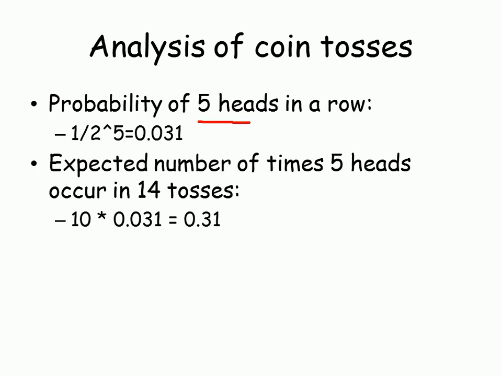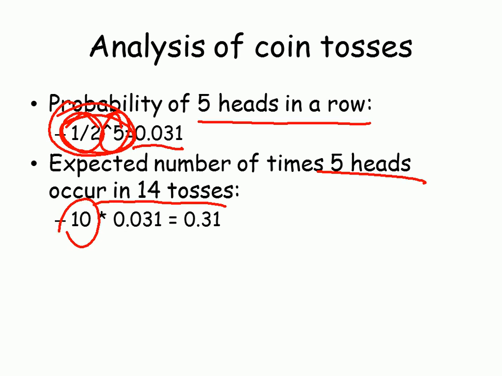All right, probability of 5 heads in a row is 1 over 2 to the power 5. So 1 over 2 is the probability of an individual coin toss. You have 5 of them in a row. So you multiply all of them, you get this number. Okay. Expected number of 5 heads in 14 tosses. You have 10 places that this can happen. You multiply it with the probability, you get 0.31.